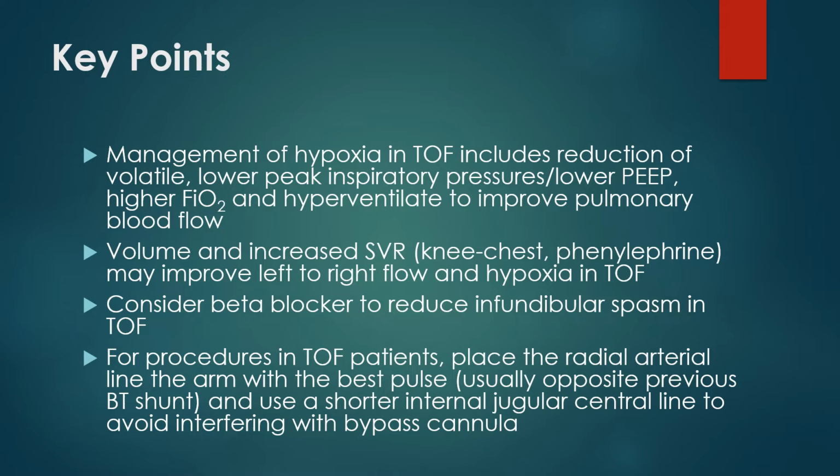Consider a beta blocker to reduce infundibular spasm. Esmolol is a very high utility drug in this situation. That way it is fire and forget. You don't have to worry about it sticking around. You're not married to it like you would be with labetalol or metoprolol or any of the other beta blockers. So for procedures in TET patients, place the radial artery in the arm with the best pulse, which is typically opposite the BT shunt, and use a shorter internal jugular central line to avoid interfering with the bypass cannula.